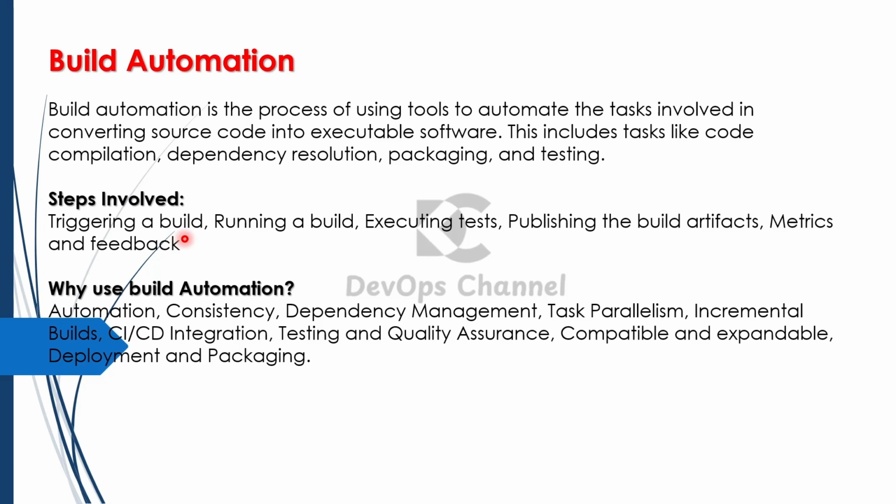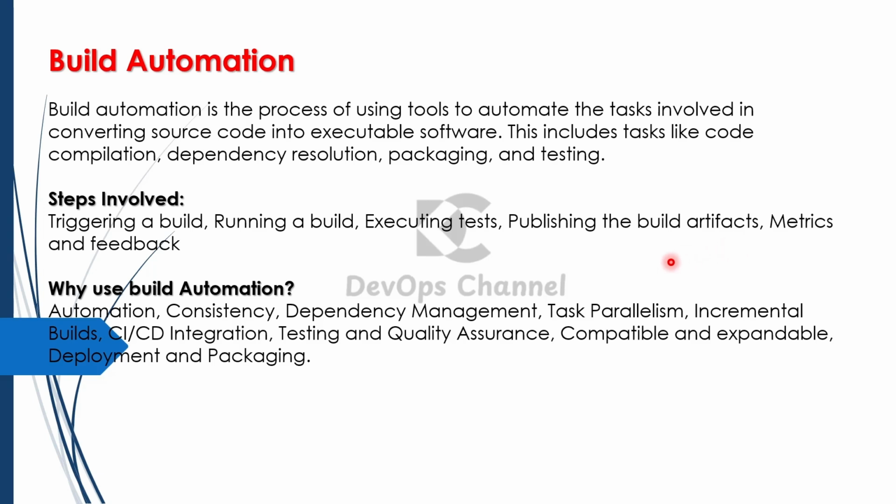Whatever code you have written, you can trigger it manually or by setting up an automatic trigger. The next step is running a build. After triggering it, you need to run it, and it will execute your test cases. If they pass, you are ready to go further. Then you need to publish the build artifact. After executing tests or running the build, it will create a build artifact.